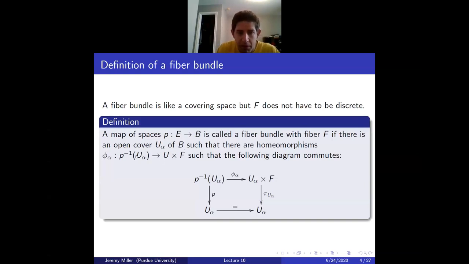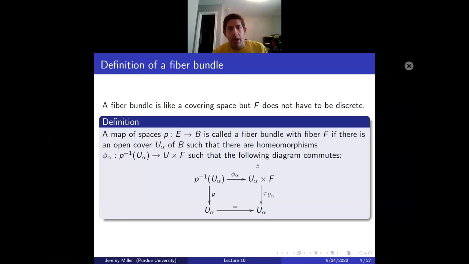Well, we have a homeomorphism, and this homeomorphism is a fiber-wise map, which means it commutes with the obvious projection. So the pre-image of the open set in B has a map to the open set, and there must be a homeomorphism to the open set cross the fiber, which comes with a projection to the open set, and we just insist that the diagram commutes.